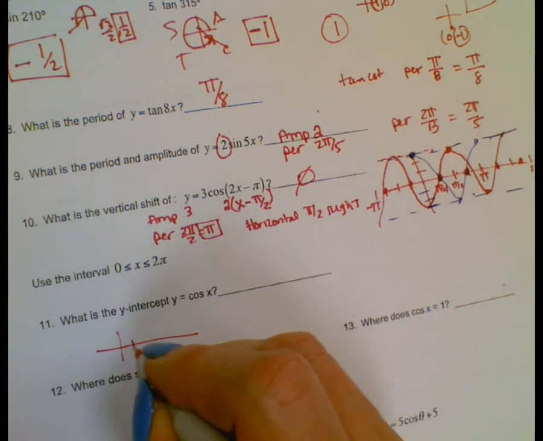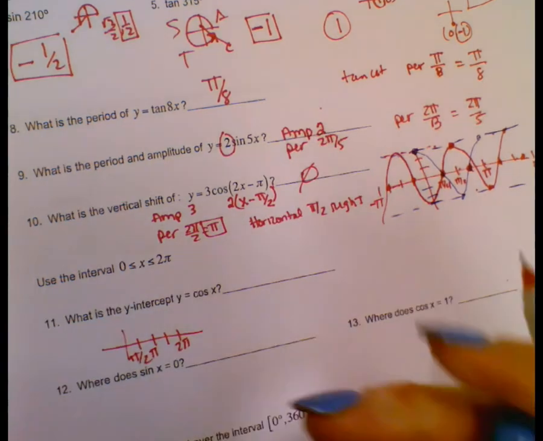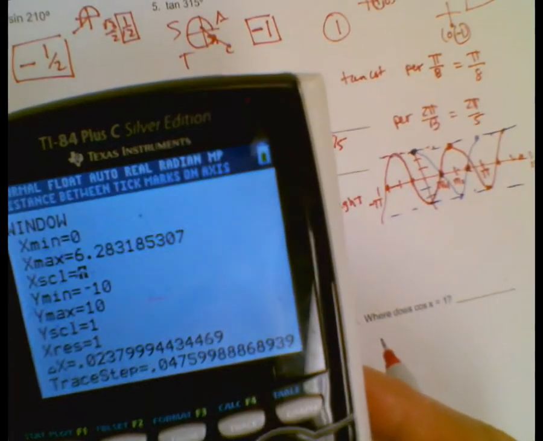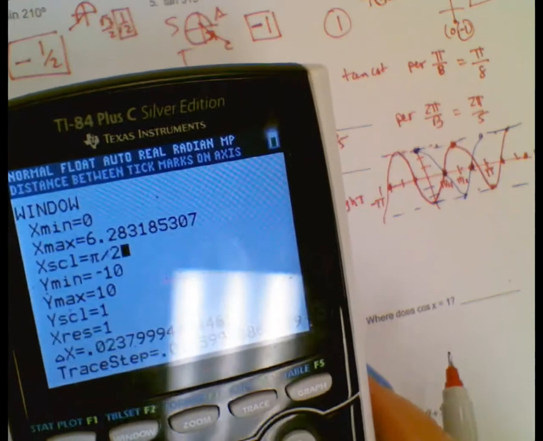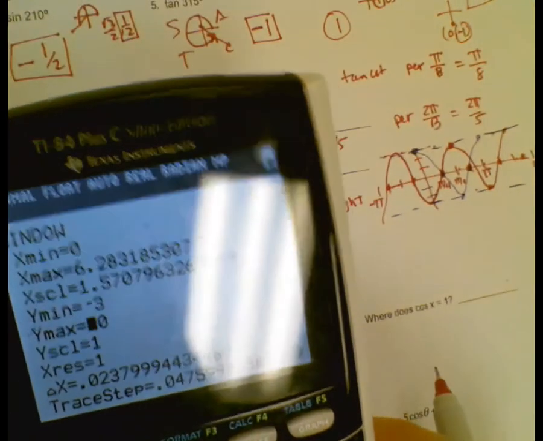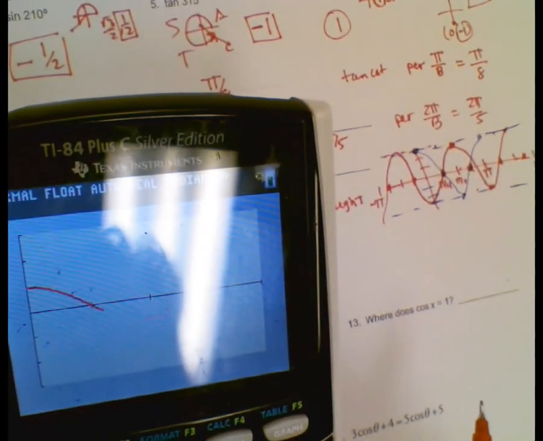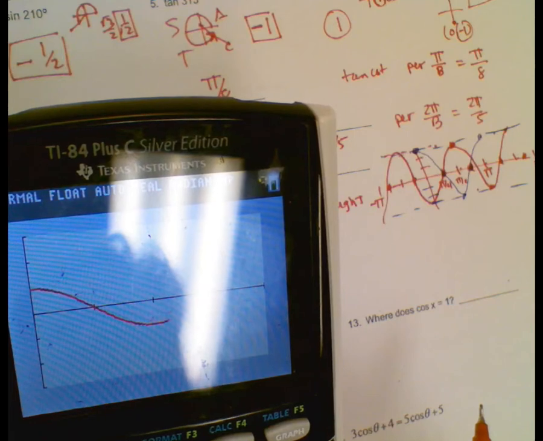Now my scale, because this is just cosine, and the period's 2 pi, that means my scale would be pi over 2, because it's a fourth of whatever the period is. And the y's, I don't think you need to go very high here. Use -3 to 3, and this should give you a graph. So that's what your cosine looks like.